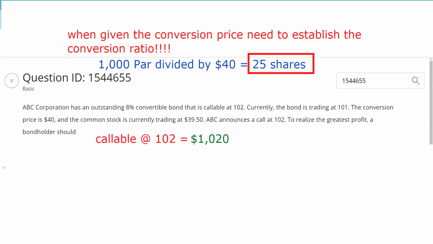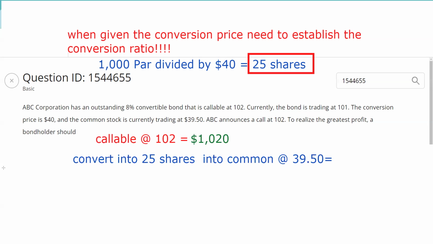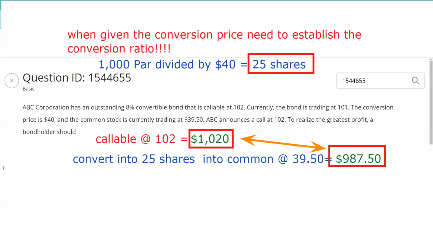All right, so callable at 102 would leave us with 1,020, right? And then if we convert into 25 shares at the common at 39.50, parity of the bond would be 987.50, right? Or another way to think of that is we would be receiving $987.50 worth of stock. So, what's better, $987.50 worth of stock or 1,020? Well, the answer is 1,020, right? So what we should tell our customer to do is accept the call, because that leaves the customer with more money in his pocket. Now, had we done this calculation, converted into 25 shares of common, and that number was more than 1,020, well, then we can convert.